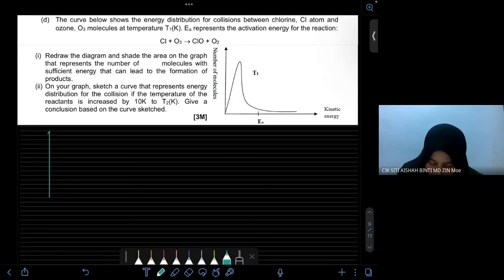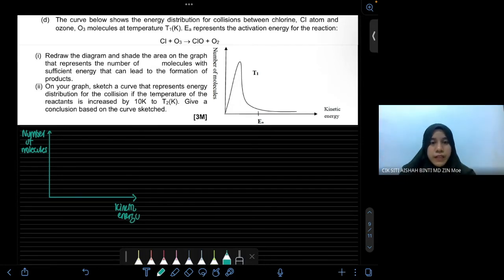So for Maxwell-Boltzmann, they don't really ask you to explain much. It's just asking you to draw. We redraw it. Okay, so your y-axis is your number of molecules. Your x-axis is your kinetic energy. Okay, then what else do they ask? They drew a graph here. Like this, it's ugly. Okay. So from here, they tell us this is my EA. This is my EA.